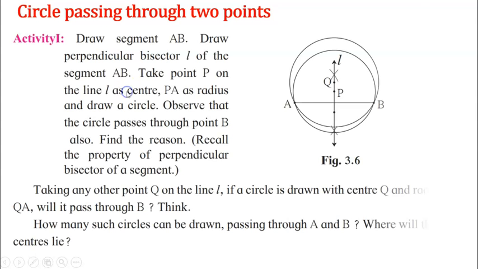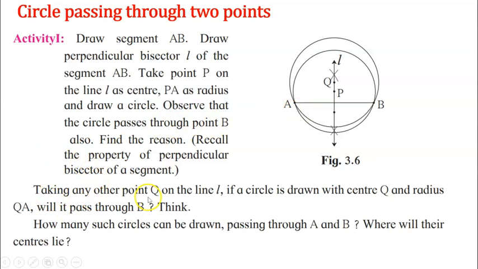Okay. Now the next, circle passing through 2 points. Through any 2 points, an infinite number of circles pass. See this here. For this activity, draw segment AB first. Draw the perpendicular bisector L of segment AB. Take point P on the line L as a center, PA as a radius. Draw a circle. Observe that the circle passes through the point B also.